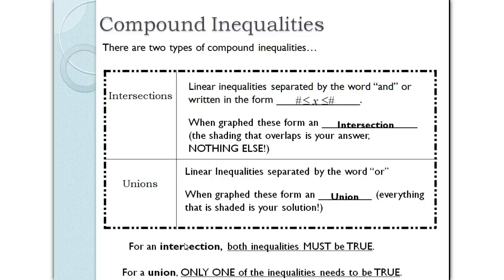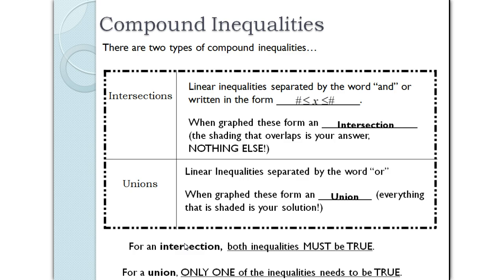The same thing applies in math. If you have an inequality that is true and another inequality that's true, that would be a compound inequality. That's a true statement. It's an intersection. For a union to be true, only one of the inequalities needs to be true. So when you plug in and simplify down, you're going to have two inequality statements. For your entire compound inequality to be true, only one of those statements needs to be true.